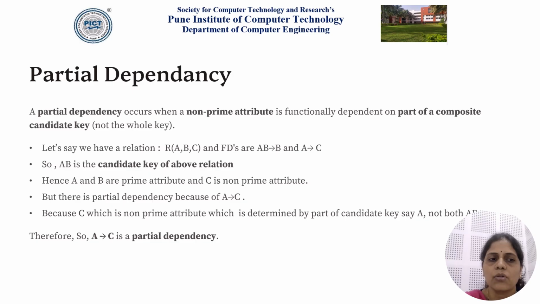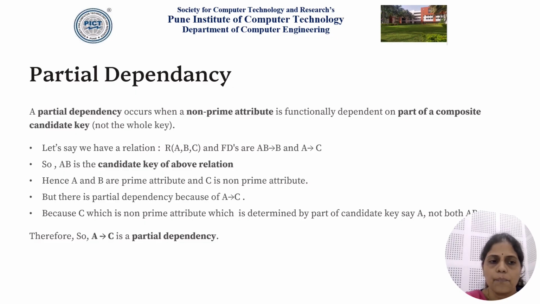So now we also discuss partial dependency. Partial dependency occurs when a non-prime attribute is functionally dependent on part of a composite candidate key. Composite in the sense that it has more than one attribute, not only one attribute. Like in the previous case we had A as a prime attribute. Here it could be a case like A, B are the prime attributes which are the part of a candidate key. So partial dependency occurs when any non-prime attribute depends on a part of a candidate key.